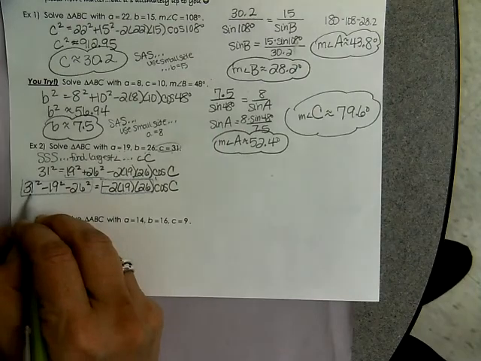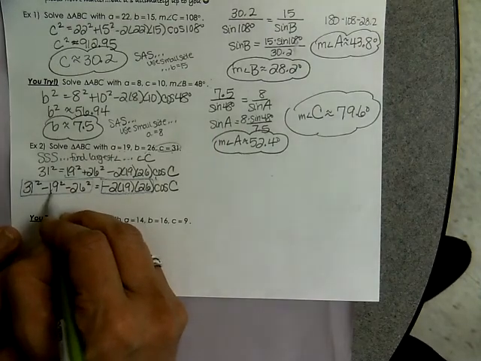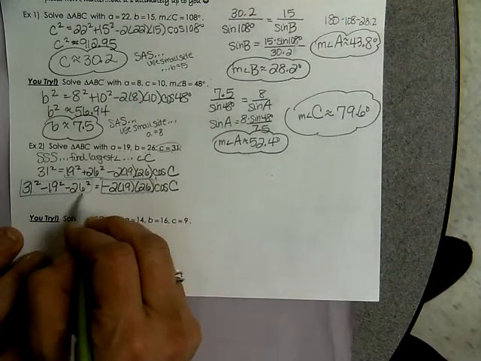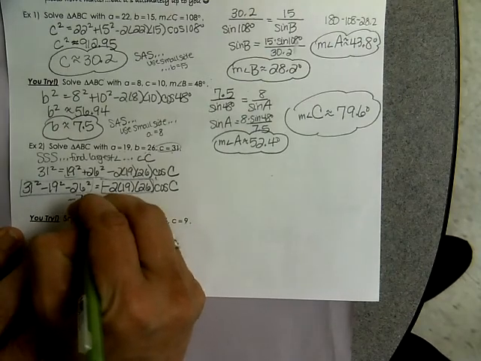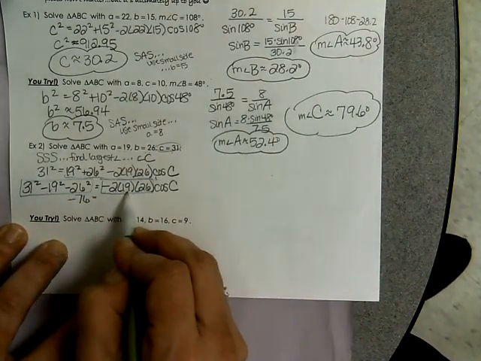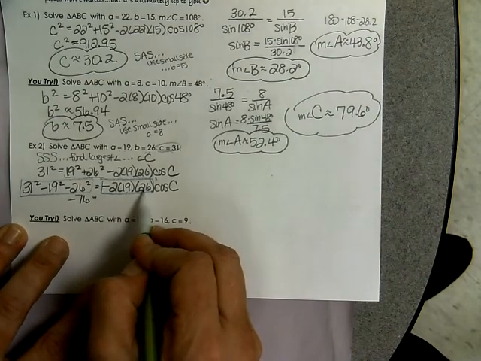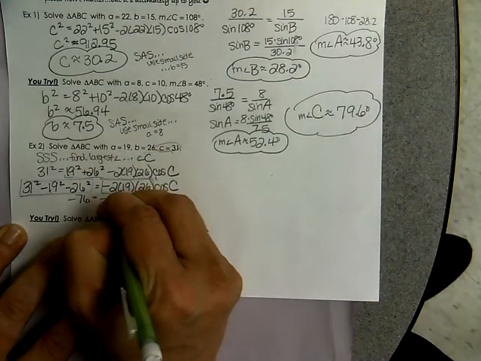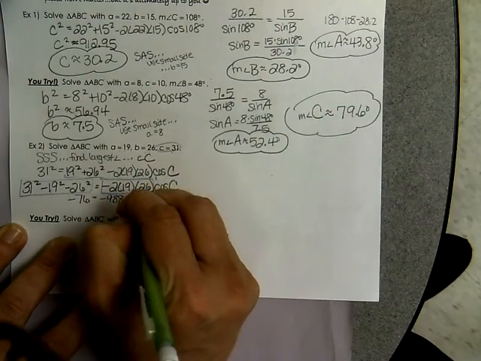All right, so I take 31 squared minus 19 squared minus 26 squared, and I got negative 76. Now I'm going to take negative 2 times 19 times 26. I get negative 988, okay?